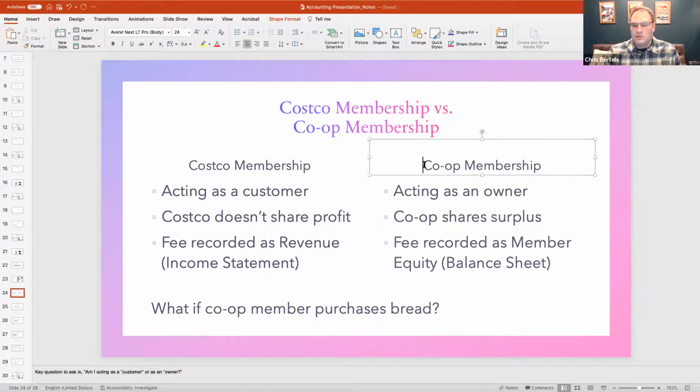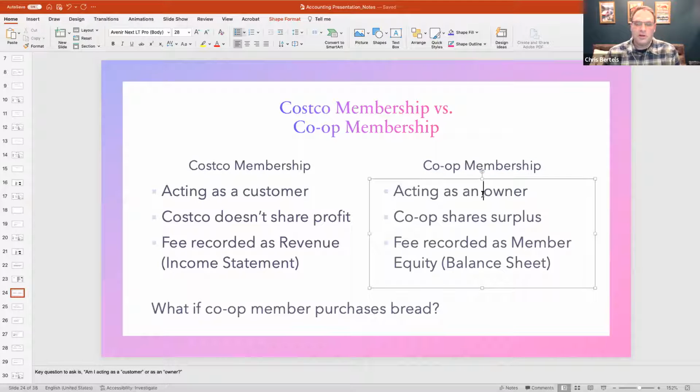And then the co-op membership. When you talk about a co-op membership, you're actually acting as an owner, not a customer. So they're fundamentally different. And the co-op membership, if you remember, was on the balance sheet. It didn't impact the income statement. And why are you acting as an owner, or how do you know? Because you're going to share in the year-end surplus.